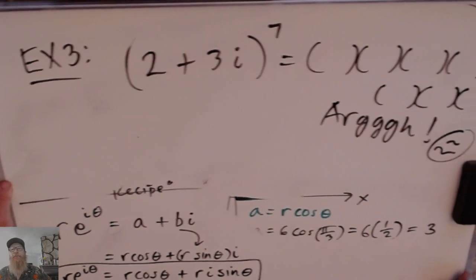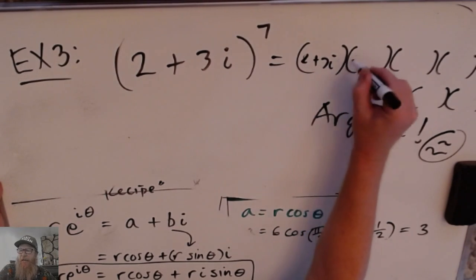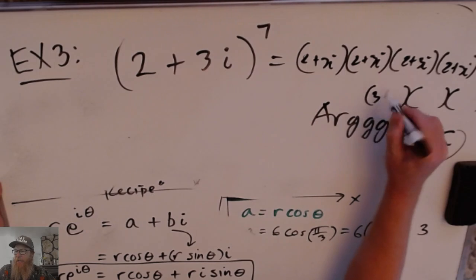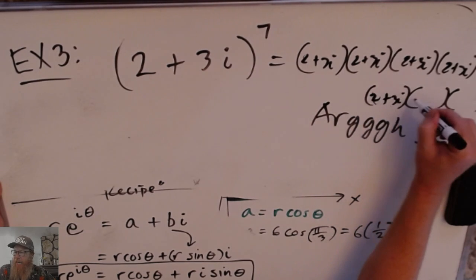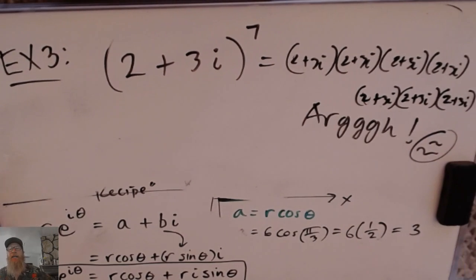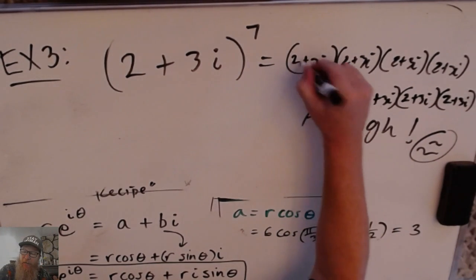It would not be fun. Yeah, it'd be 2 plus 3i, 2 plus 3i, 2 plus 3i, 2 plus 3i. By the way, if on the test you forget the formula or you don't have a good example to look at to help guide you through it, this is the way you would have to do it.